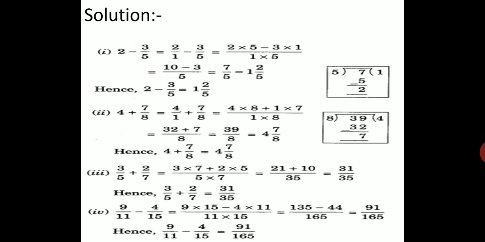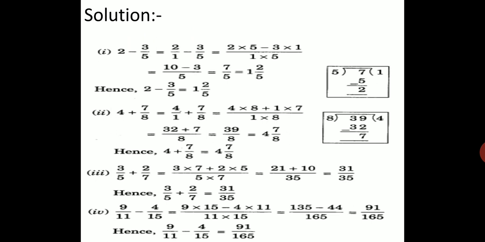Now the second part, it is 4 plus 7 by 8. Now 4 by 1 plus 7 by 8. Now you understood why 4 by 1, because if there is no number, it means 1 is there. So first we will convert to fractions, and again the LCM of 1 and 8 is 8 only. I wanted an equivalent fraction of 4 by 1 such that the denominator should be 8. So 4 into 8, 1 into 8. Here 8 is already there, so I will multiply with 1 only. So you can see 4 into 8 plus 1 into 7, the answer comes 32 plus 7 by 8.